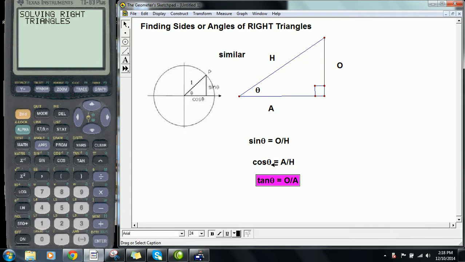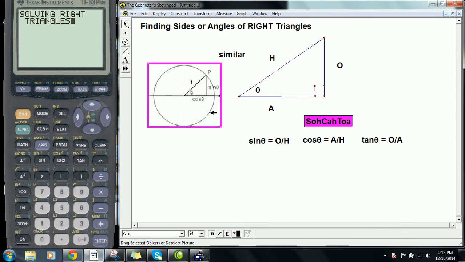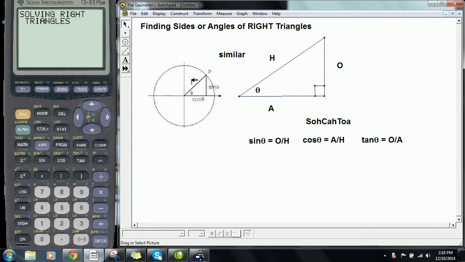So these three trigonometric equations we generalize, and we call that SohCahToa, right? So, Soh: sine is O over H, Cah: cosine is A over H, Toa: tangent is O over A, right? That's just a way to remember. Sine is opposite over hypotenuse, cosine is adjacent over hypotenuse, tangent is opposite over adjacent, okay? So we jumped out of the unit circle to any right triangle. Okay, so we can use this to solve right triangles.